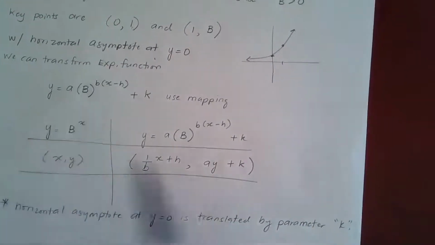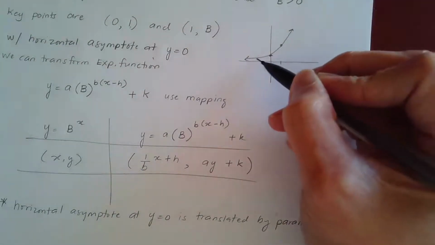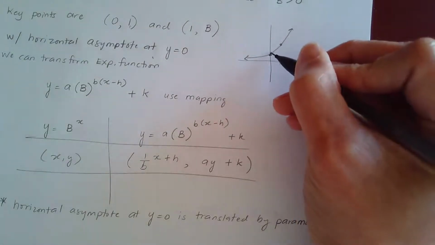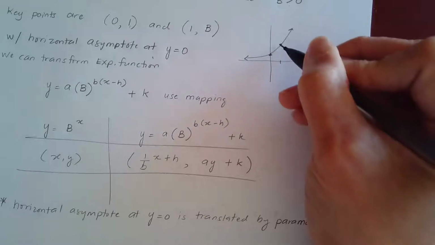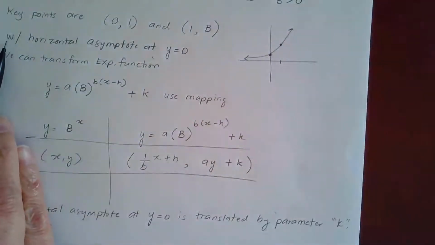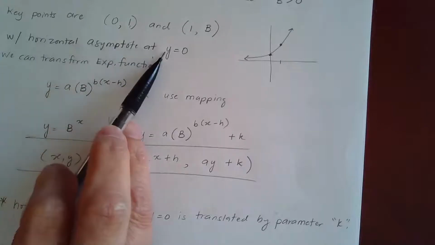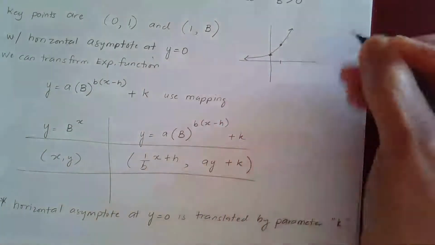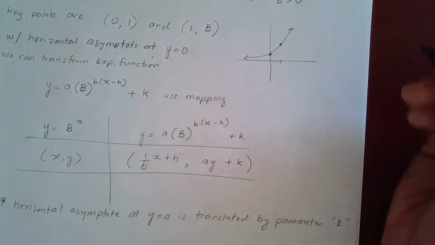And we're going to be creating this graph. This is going to be the 0, 1 point, and this one is going to be the 1, b point. The graph will look like this. We will see that there's a horizontal asymptote at y equals 0.